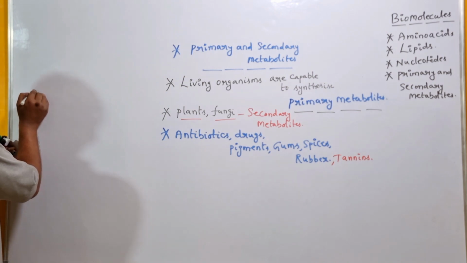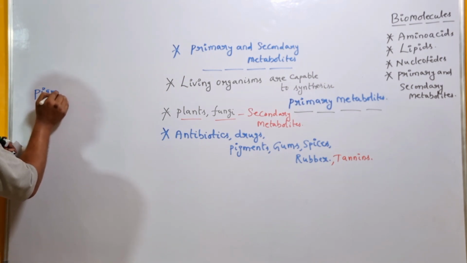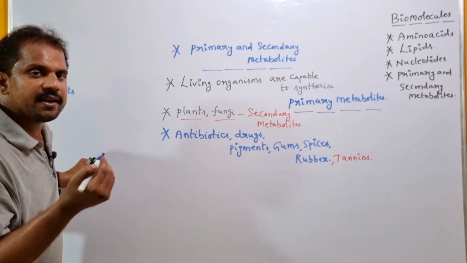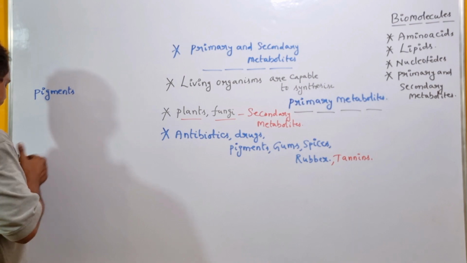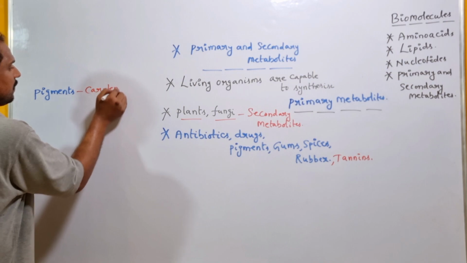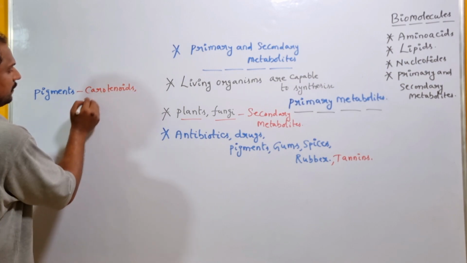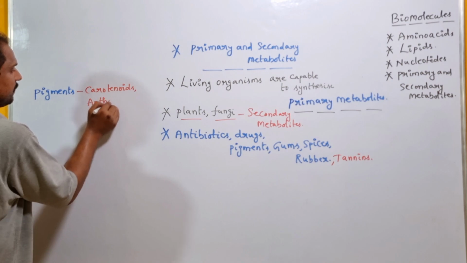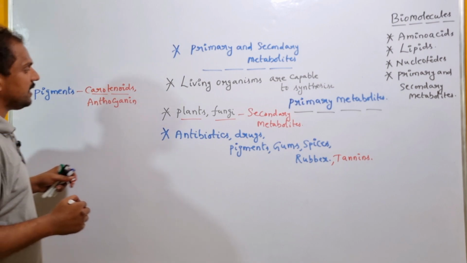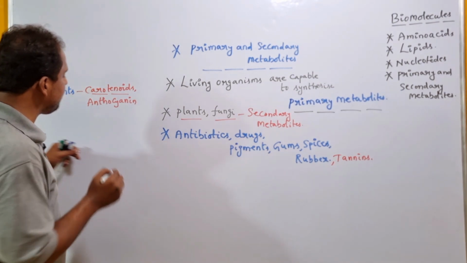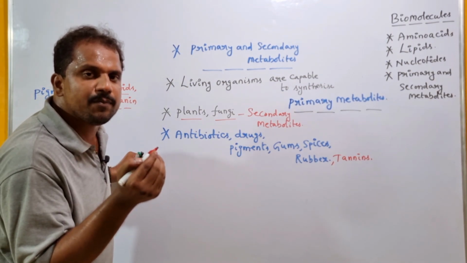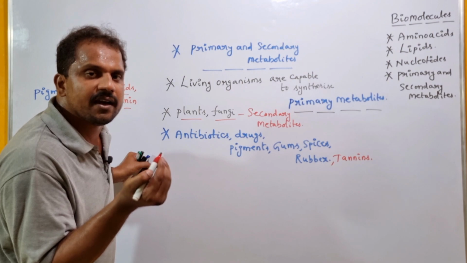So if we consider some of the secondary metabolites like pigments, as we all know, pigments are the specific substances responsible for imparting a specific color. So what are the various pigments here? The various pigments include carotenoids and even anthocyanin. Carotenoids are most commonly used in photosynthesis. Anthocyanin is the specific pigment responsible for imparting a specific color to the flower.